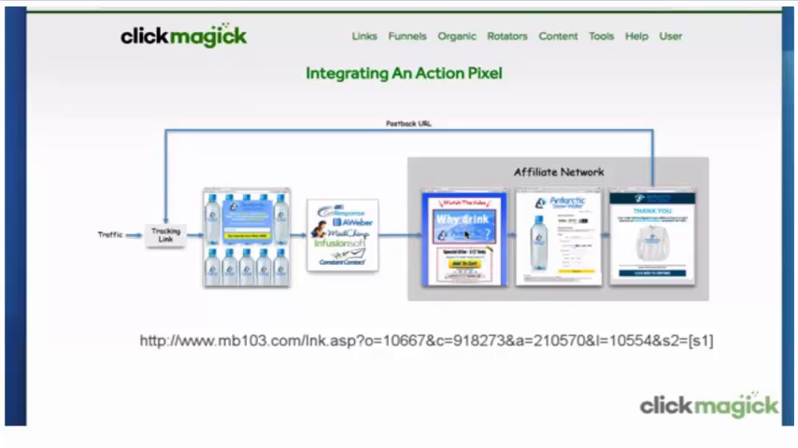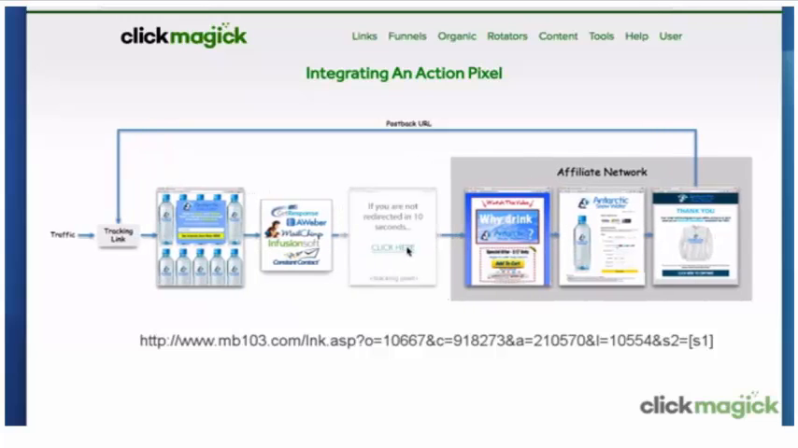So what to do? Well, you've probably seen websites where after you've opted in, you're taken to a page that looks something like this that says, if you're not redirected within 10 seconds, click here. In this setup, what the web designer has done is put an empty page between the landing page or opt-in page and the affiliate network for the sole purpose of firing a tracking pixel. Now that works, but it's clumsy.